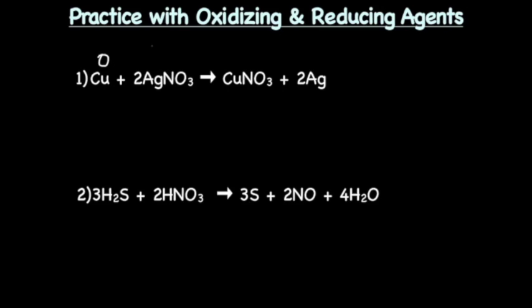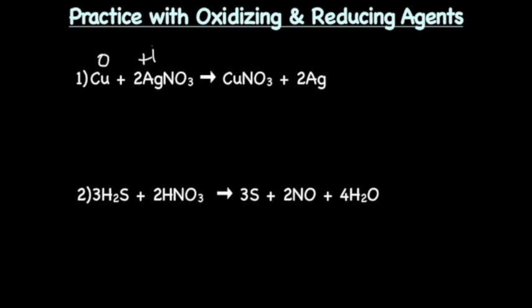And then we have silver nitrate. We know that silver nitrate is an ionic compound, and we know nitrate as a whole has a 1- charge, which means silver as a whole has to have a 1+ charge, which means the oxidation number of silver is +1.